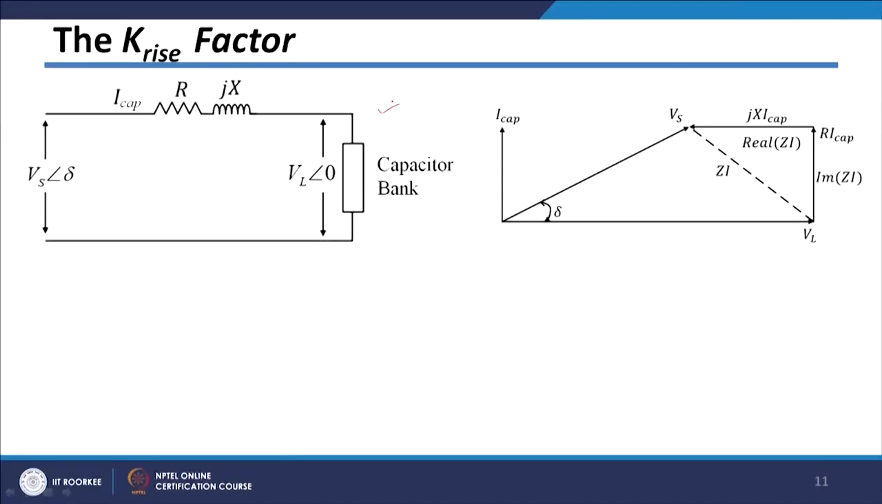Let us see what is called the K rise factor. The K rise factor is basically applicable whenever you are connecting capacitor banks in your distribution system. Let us see this particular figure. In this case also we have the sending end and receiving end voltage, which are Vs angle delta and VL angle 0, then the feeder impedance, and in this case a capacitive current flows, because I am considering that at the end there is a capacitor bank.